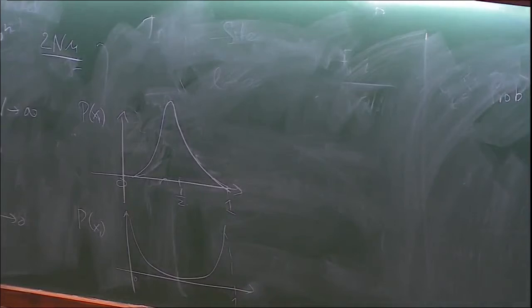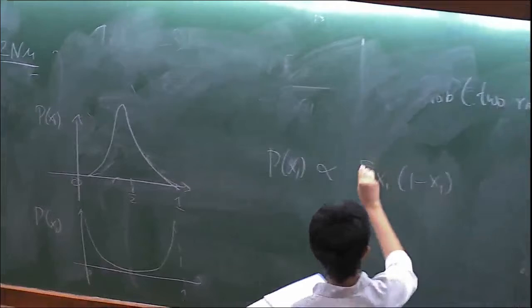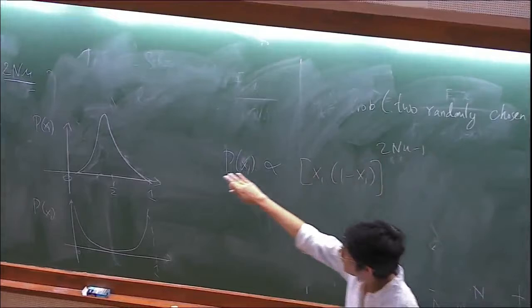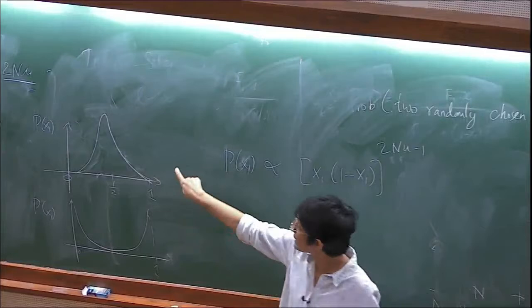It's P of x1, up to a proportionality constant, turns out to be this. Again, the same parameter 2Nμ, right? If 2Nμ is larger than 1, I'm here. If 2Nμ is less than 1, this is the distribution. If 2Nμ is equal to 1, you cross, and the distribution goes from this to this.